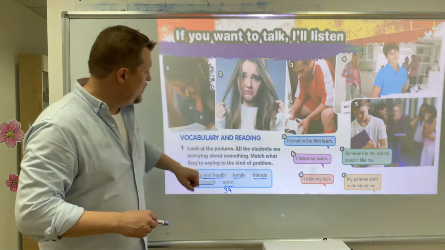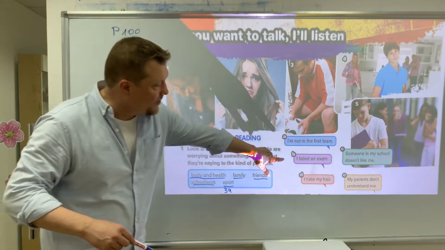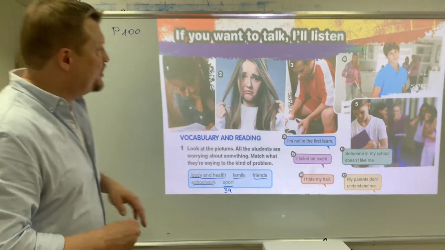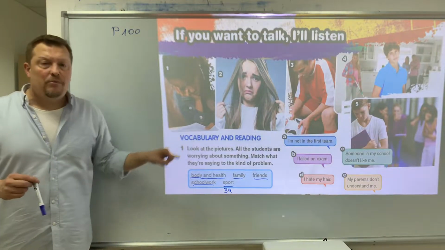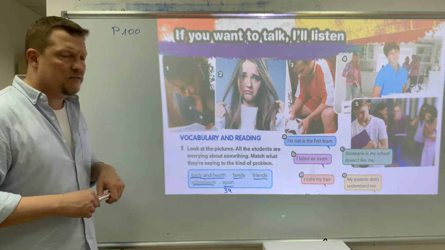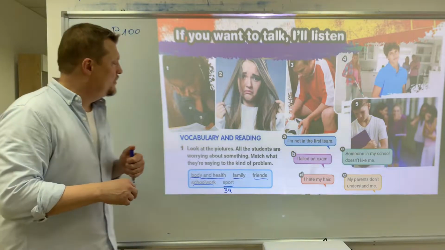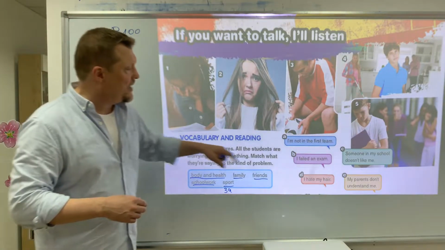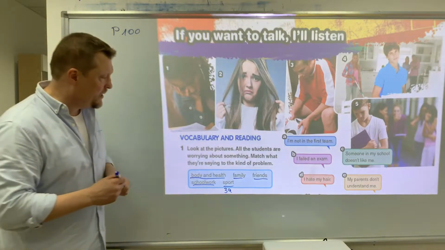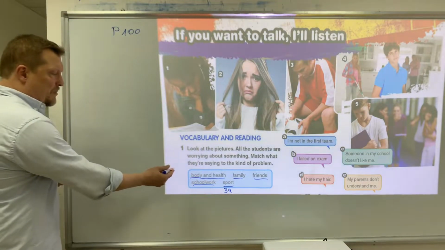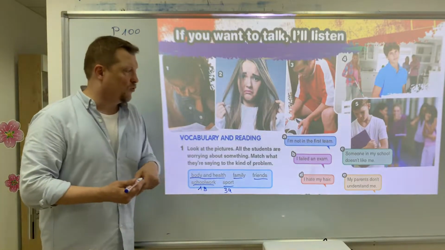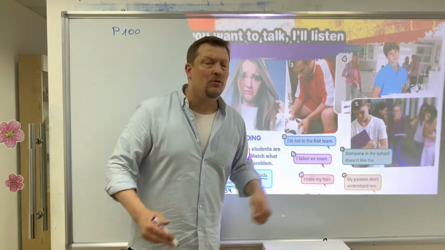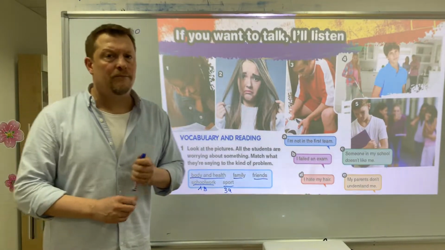3A. The next one, "I failed an exam." Can you find a picture? Yes, this girl here has got a paper in her hands. She looks very, very sad. So I think she failed an exam. So number 1 is B. And what is it about? Well, it's about schoolwork, isn't it? So 1B, schoolwork.